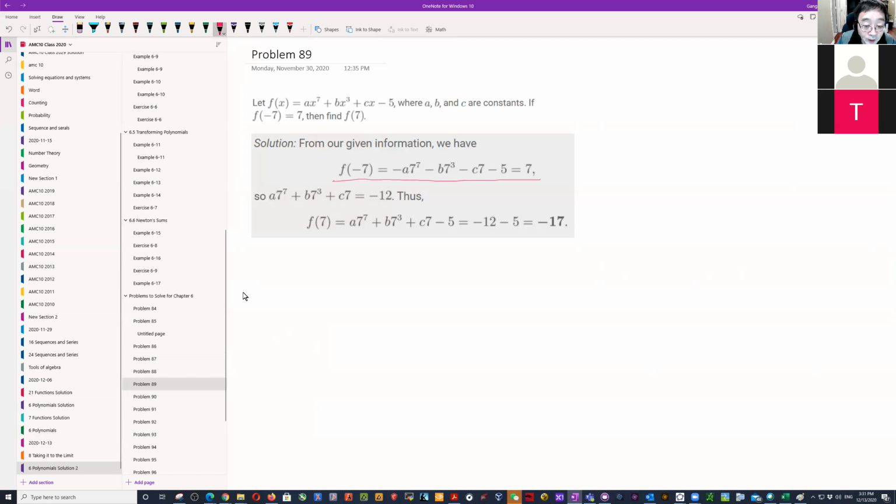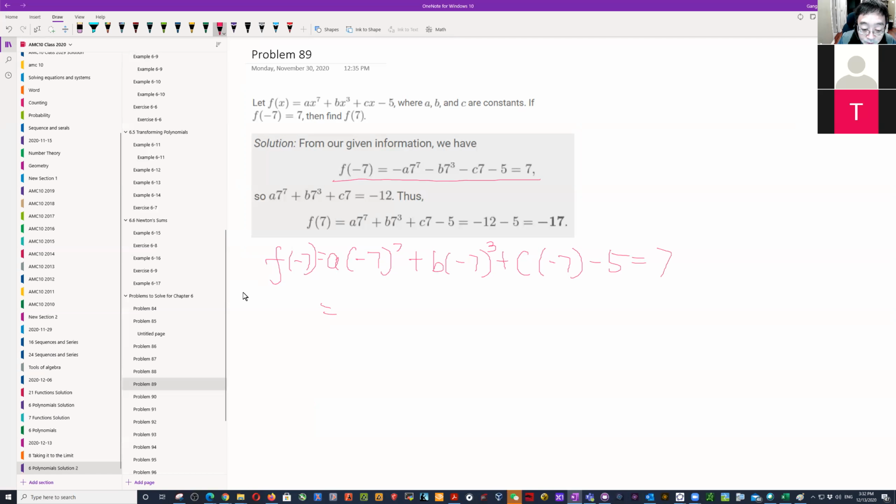When you plug in -7, it's just a times -7 to the 7th plus b times -7 to the 3rd. I'm going to just write out the skipped step so you get a better understanding. Plus c times -7 minus 5 equal to 7.